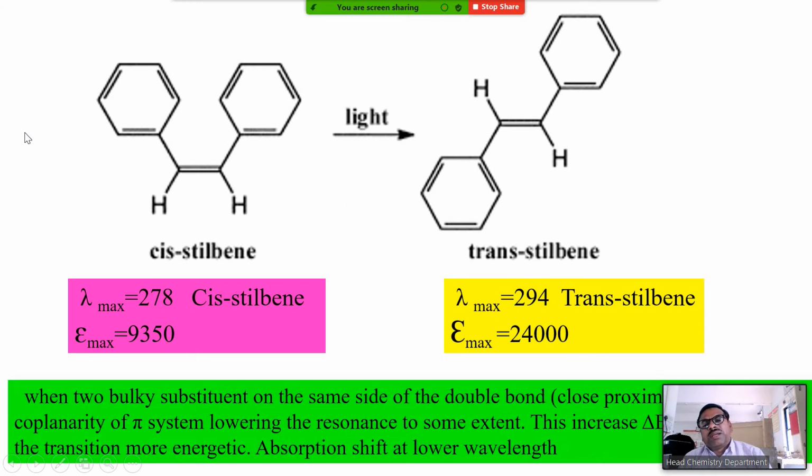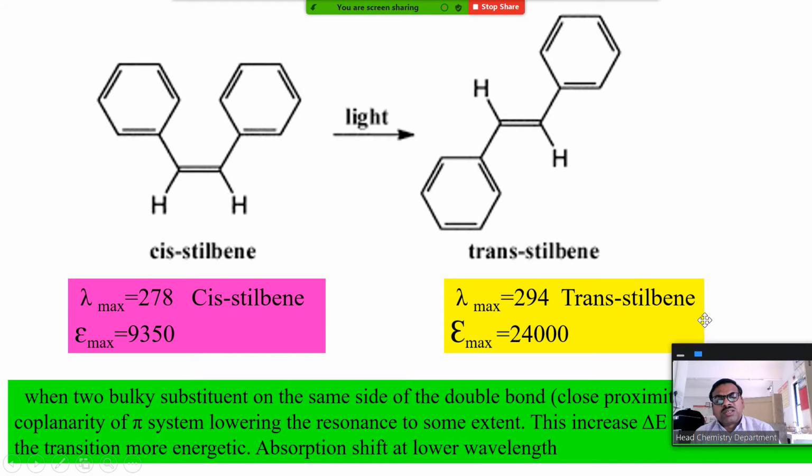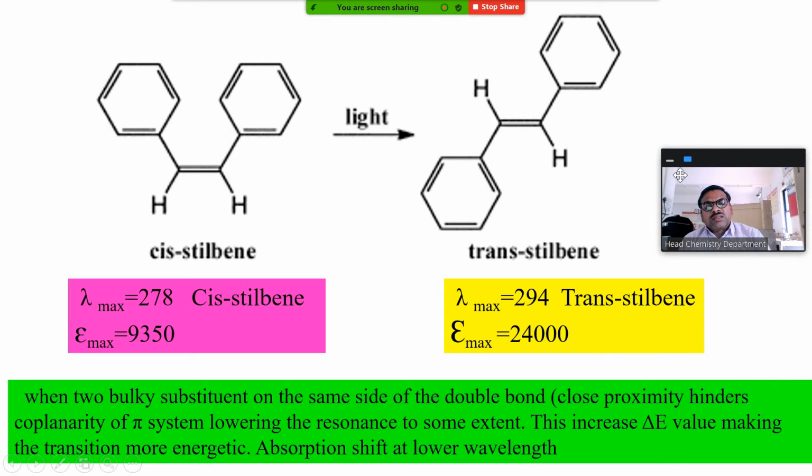So this is the main reason: whether the bulky groups are on the same side or on the opposite side of the carbon-carbon double bond decides the absorption of that particular organic compound. See here, when two bulky substituents are on the same side of the double bond in close proximity, the coplanarity of the pi system is lost, lowering the resonance, so to some extent this increases the delta E value, making the transition more energetic. Absorption shifts to a lower wavelength.